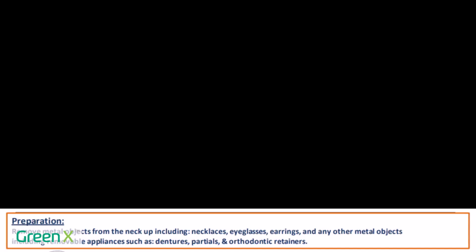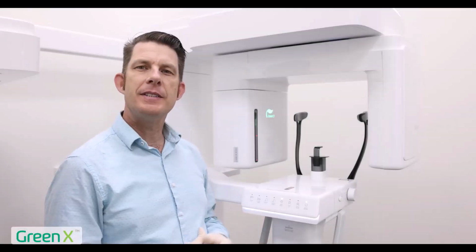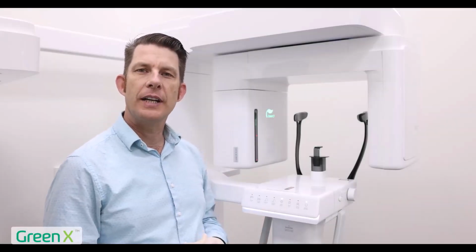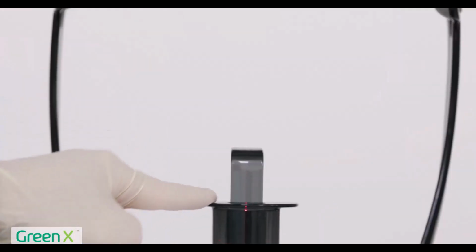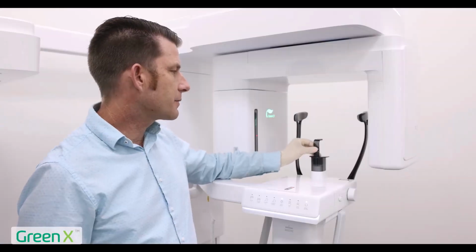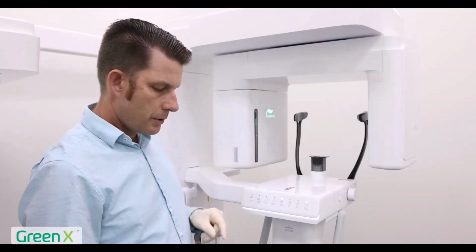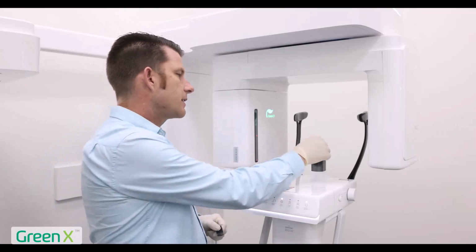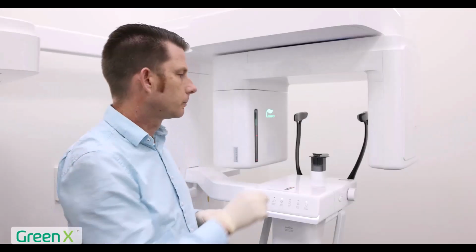In preparation, have the patient remove all metal objects from the neck up, including necklaces, eyeglasses, earrings, and any other metal objects. Let's review CBCT capture for your Vatech Green X. The Vatech Green X comes with a single chin rest. Options for CBCT capture are utilizing your bite stick. You can also utilize the edentulous chin cup if you want your patient in a centric occlusion.